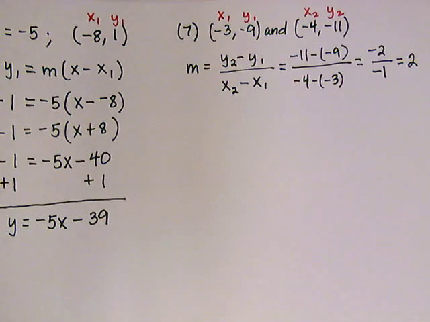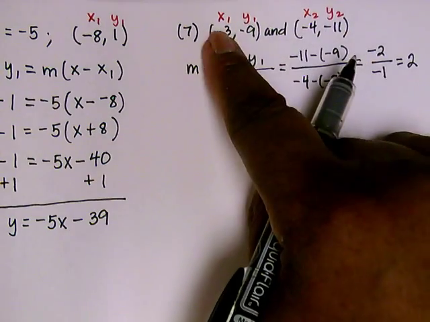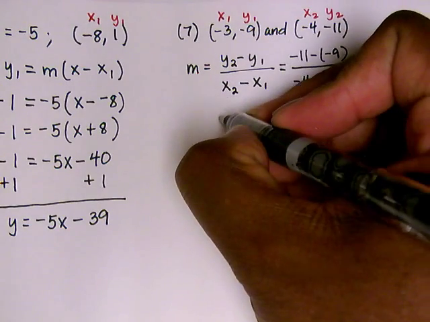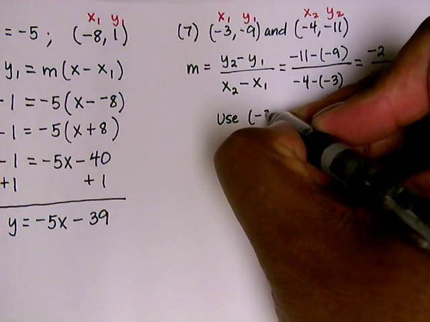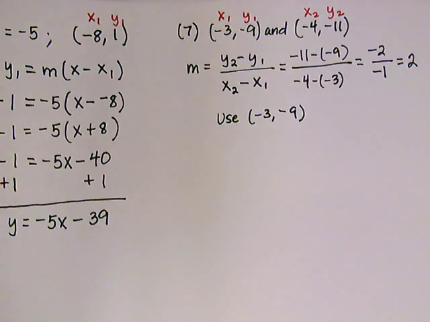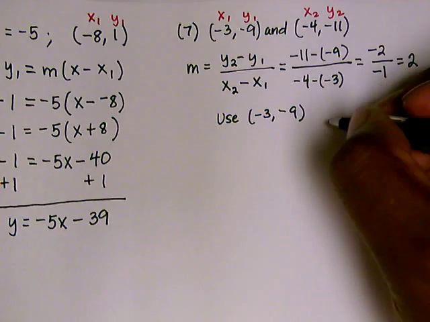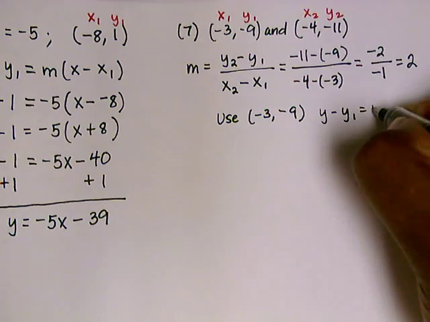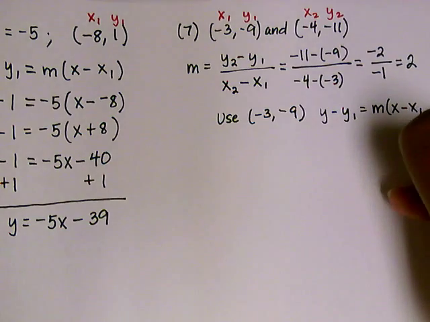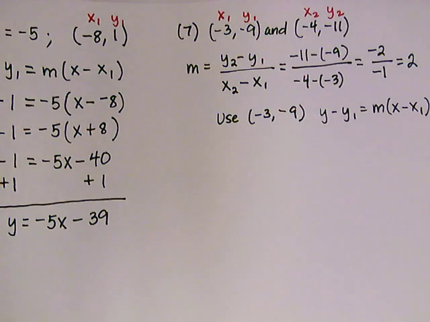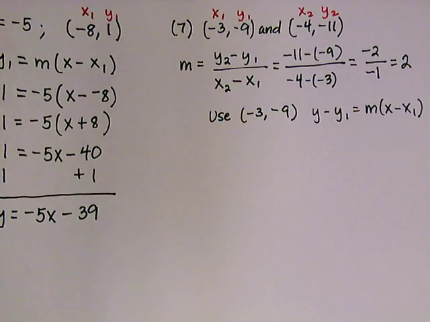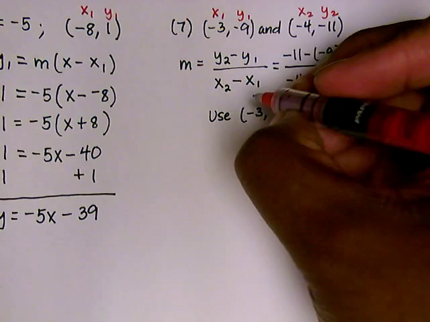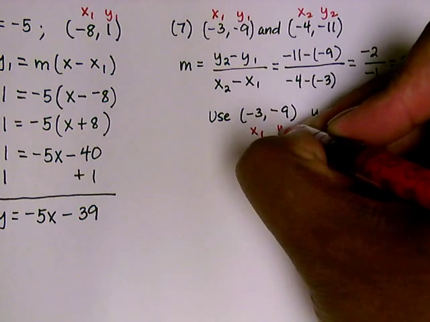Now, we can use the slope of 2, and we can use either one of these 2 points here. I'm going to go ahead and use the first point, negative 3, negative 9. In our point slope form, which is in this case, y minus y1 equaling to m, the slope times x minus x1. So in this case here, for that negative 3, negative 9, that x1 is negative 3, y1 would be negative 9.